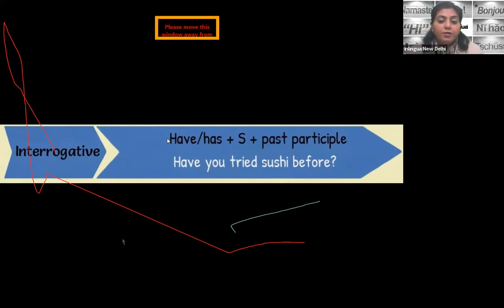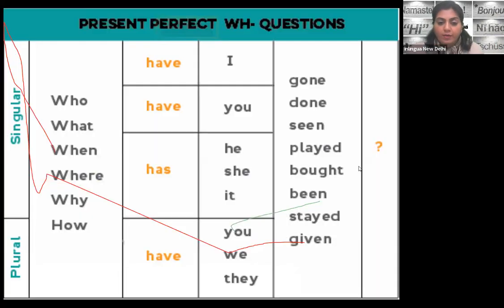Now here you have the helping verb as the starting word, have or has, plus the subject, plus the past participle and the remaining part of the sentence. Have you tried sushi before? Sushi is a food item, a Japanese food item. But there is another set of questions where we start the question with a WH word.